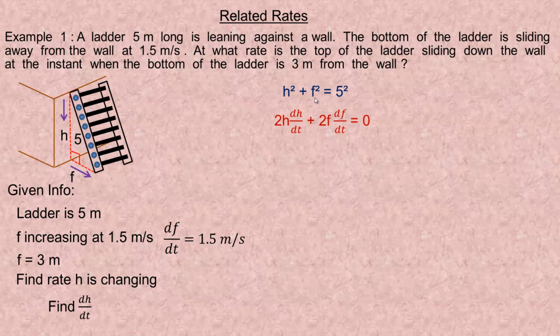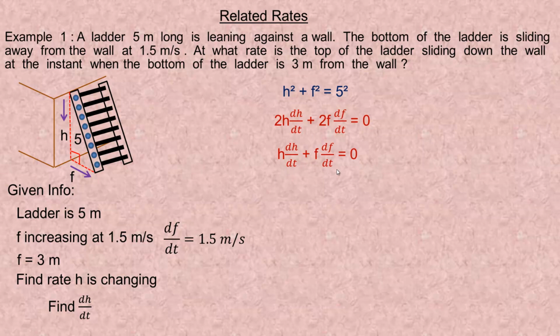So next, the derivative of f squared would be 2f, and then we multiply it by the derivative of the inside function f with respect to time, which is df dt. And 5 squared is the constant, 25 is just a constant, so its derivative would be 0. And notice that we can divide 2 into all 3 terms on both sides here, so if we do that, we get rid of the 2's, so we would just have this now.